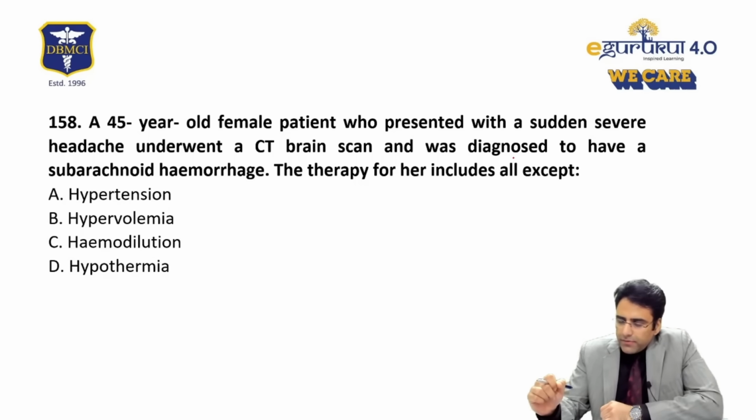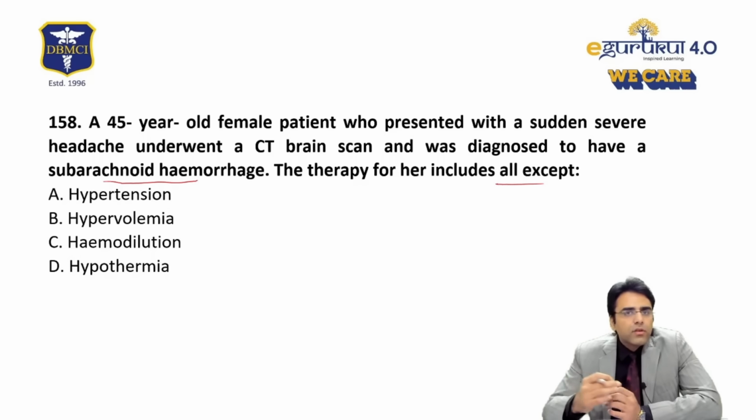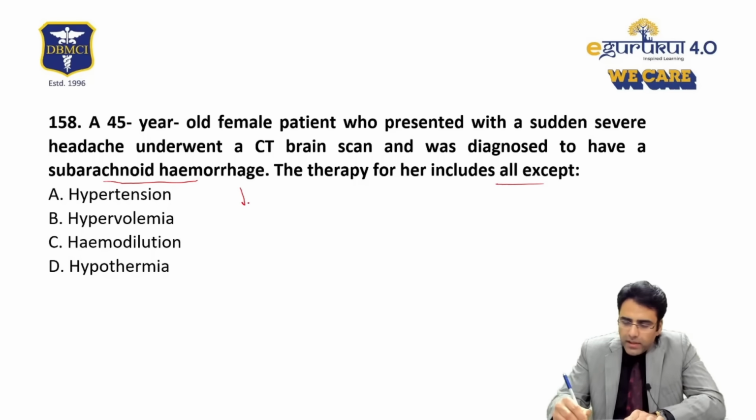Now, a 45-year-old female patient who presented with a sudden severe headache underwent a CT brain scan and was diagnosed to have a subarachnoid hemorrhage. The therapy for her includes all except, now you see, subarachnoid hemorrhage is the most common type of intracranial hemorrhage, and the patients present with severe sudden onset headache, and that may be the worst headache the patient has ever experienced. So in subarachnoid hemorrhage, the patient has a sudden onset severe type of headache.